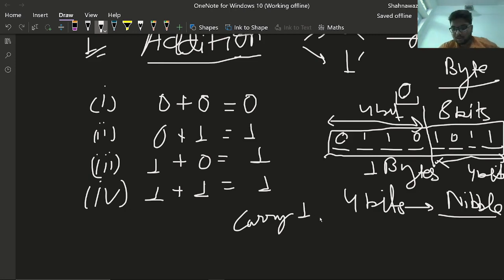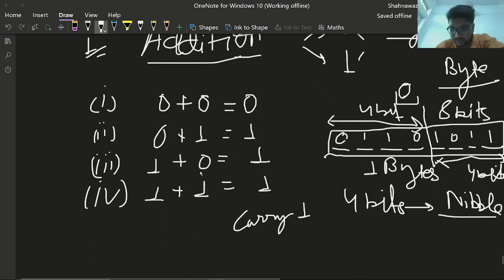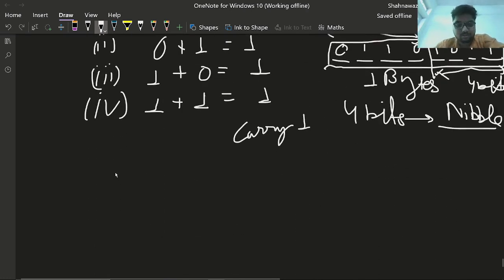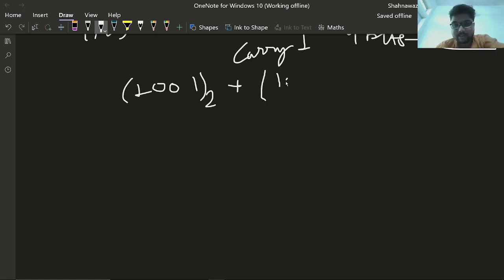So now let me explain with an example, so you will get a better understanding of this. You are given two binary numbers, that is 1 0 0 1 in base 2, and you have to add it with 1 0 1. All right, so what you are going to do now is this.